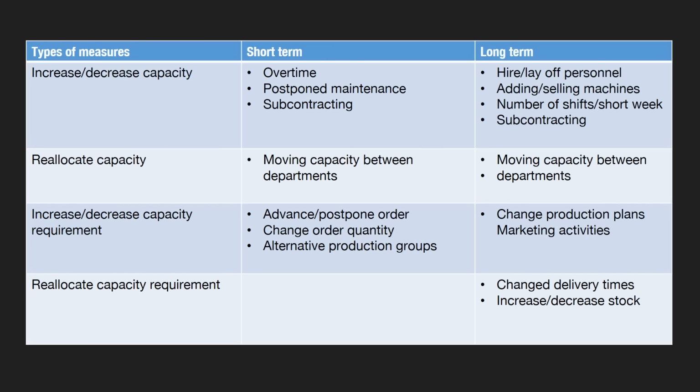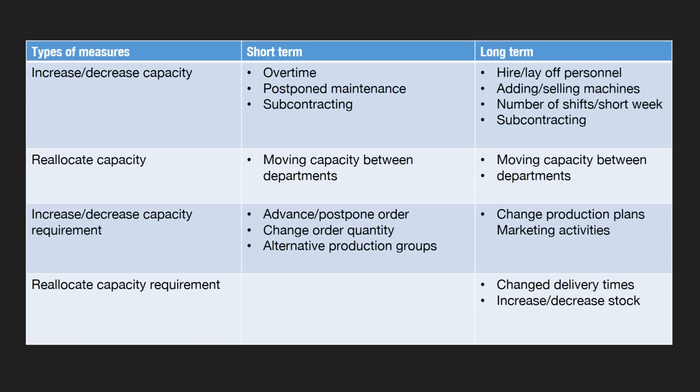Capacity requirements must always be compared with available capacity. If there are discrepancies between available capacity and capacity requirements, there are in principle 4 different ways of achieving conformity. We can increase or decrease accessibility to capacity. This can, for example, be done in the short term by working overtime or using subcontracting. In the long run, by hiring or laying off personnel, adding or selling machines, or adding a number of shifts, but also by subcontracting.